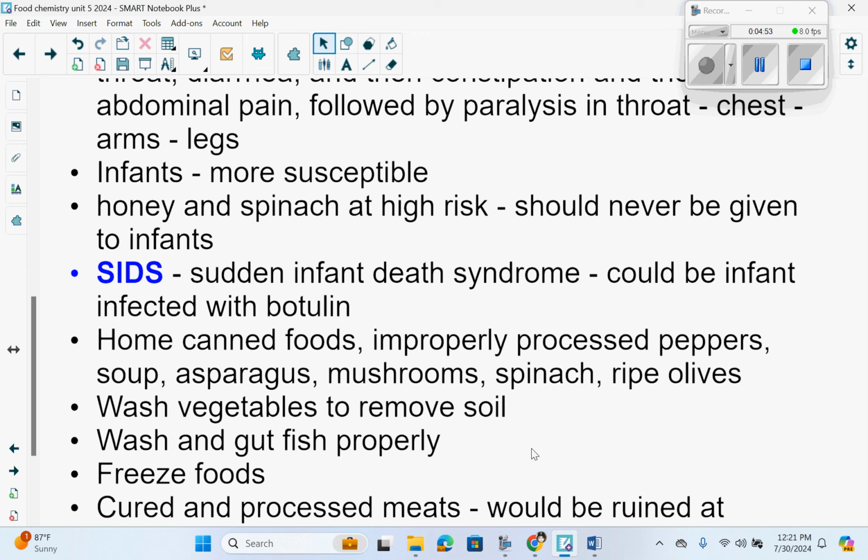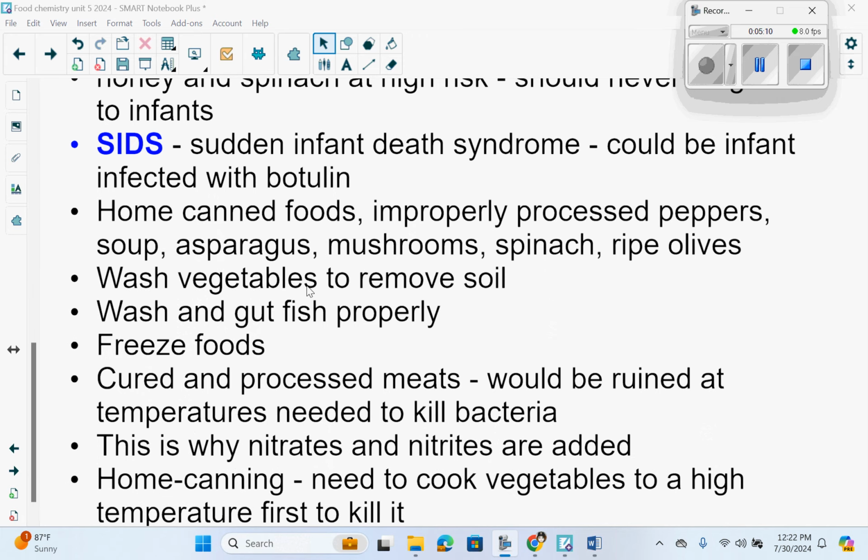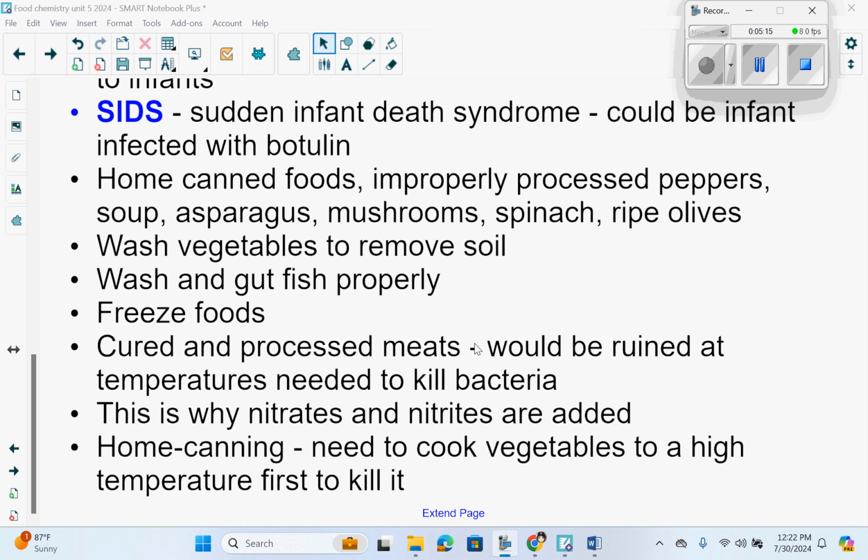Home canned foods, improperly processed peppers, soup, asparagus, mushrooms, spinach, and ripe olives are sources. Ways to try and help prevent this are to wash vegetables to remove that soil, wash and gut your fish properly, freeze your foods. Cured and processed meats would be ruined at temperatures needed to kill bacteria. So that's why nitrates and nitrites were added. In terms of home canning, you need to cook your vegetables to a high temperature to kill it first.